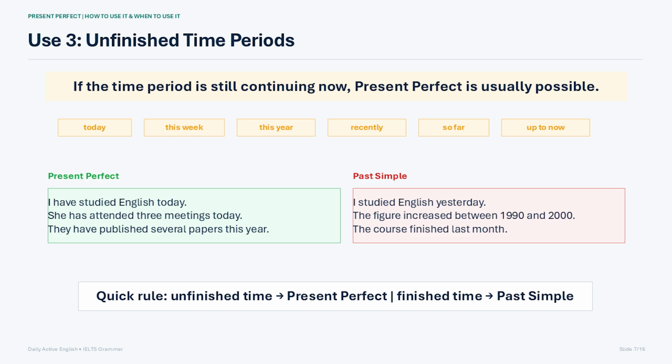Be careful. If the time period is finished, we usually use the past simple. For example, I studied English yesterday. Yesterday is finished, so we use the past simple. But if we say, I have studied English today, today is still connected to now, so we use the present perfect. This difference is very important for IELTS writing and speaking.